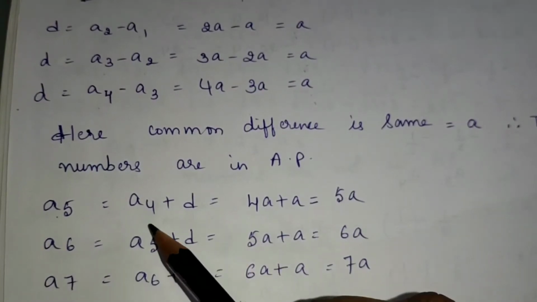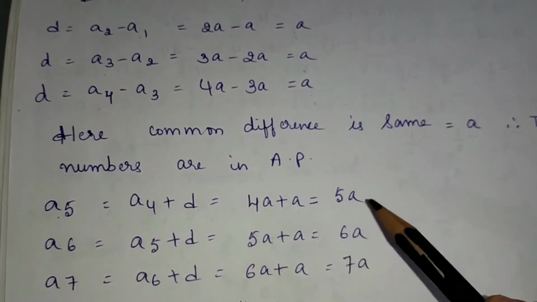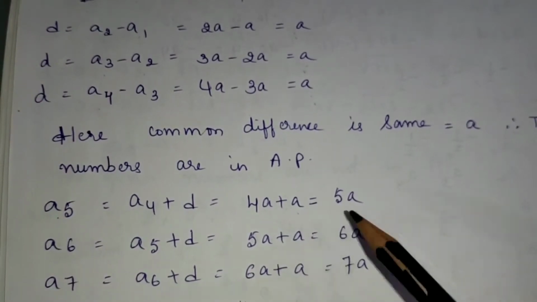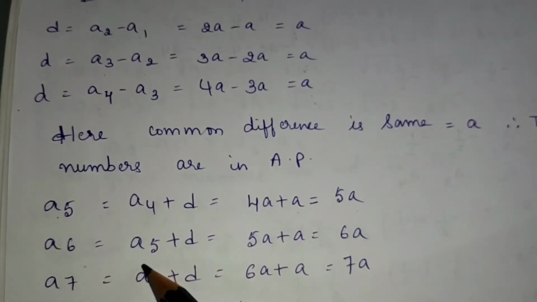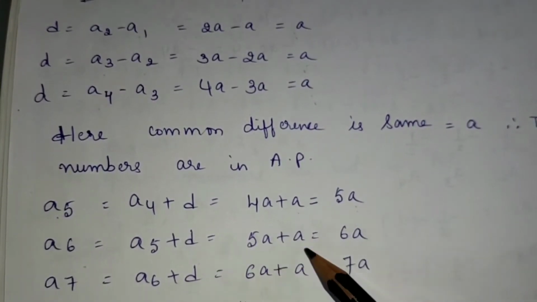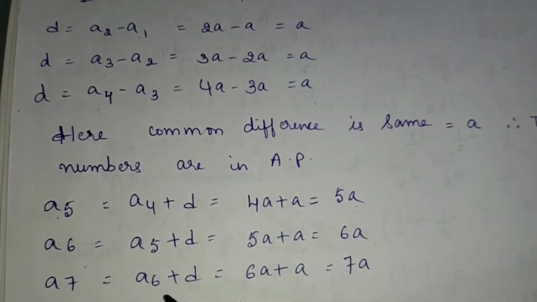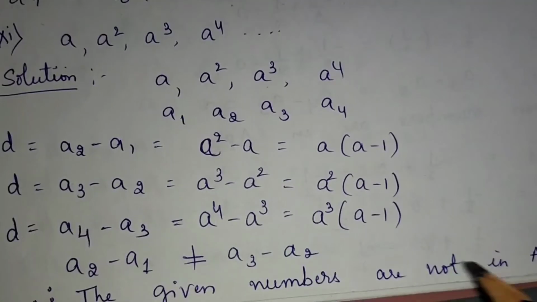A5 is equal to A4 plus D, that is 4A plus common difference A will give you 5A. Similarly, A6 is A5 plus D, A5 is 5A, common difference is A, add to it, you'll get 6A. The next is A7, that is 6th term plus common difference, that is 6th term is 6A plus A will give you 7A.